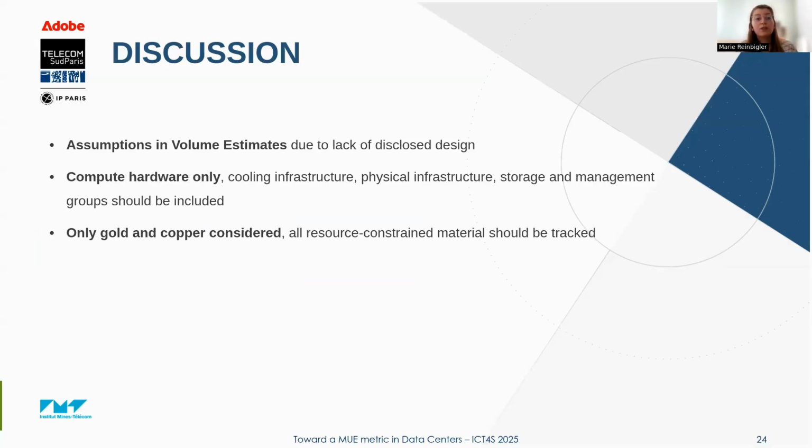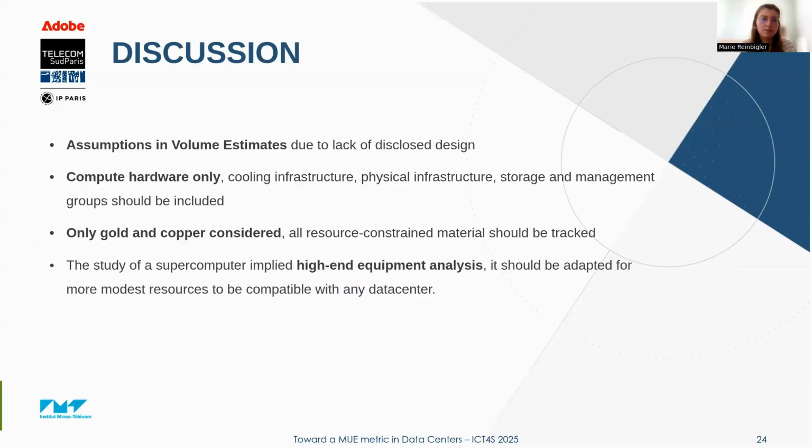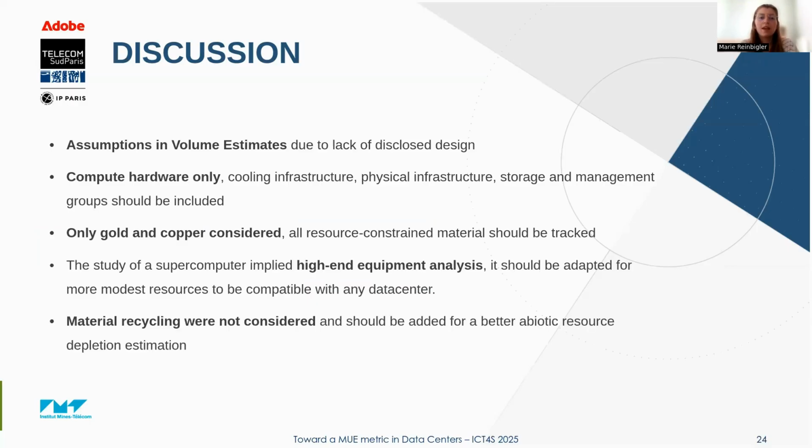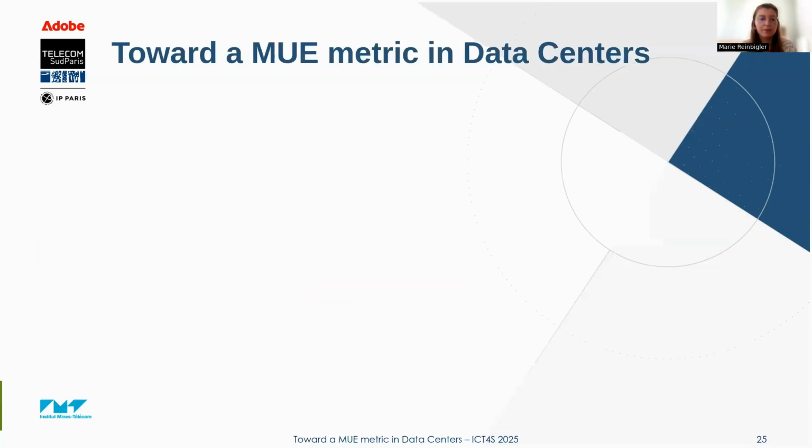Then we focused only on gold and copper elements, but we should focus on any material that is a resource constraint and used to build and assemble data centers. In this study, we also focused on high performance equipment, and this work may need some adaptation to apply to any type of data center. We also didn't account for material recycling inside the ADP estimation, and it should be added to have a more accurate value.